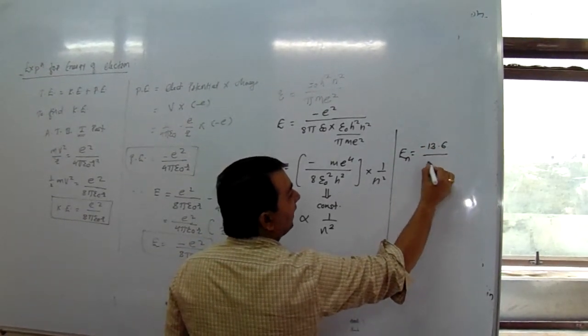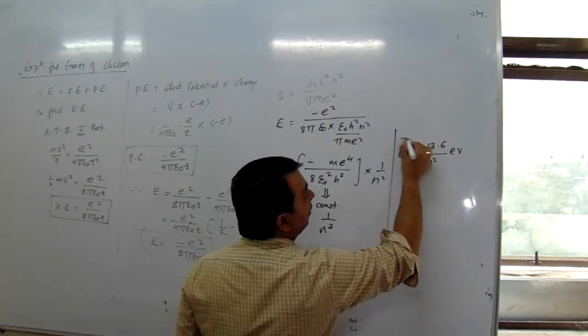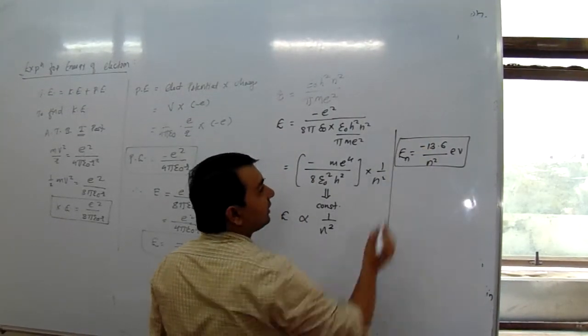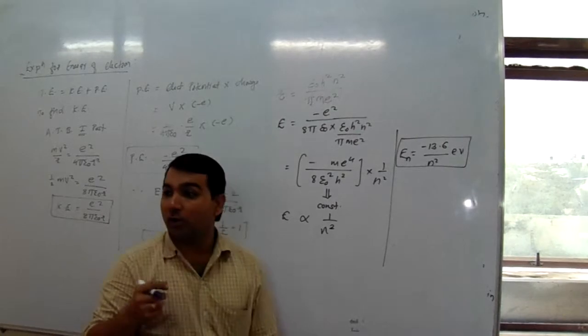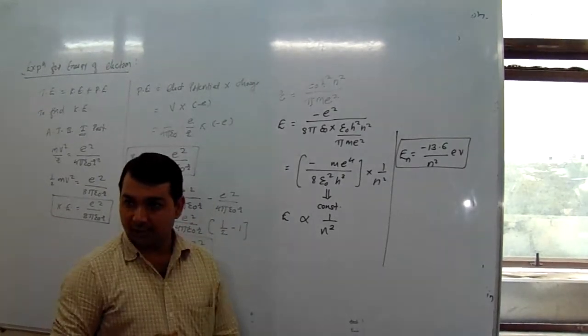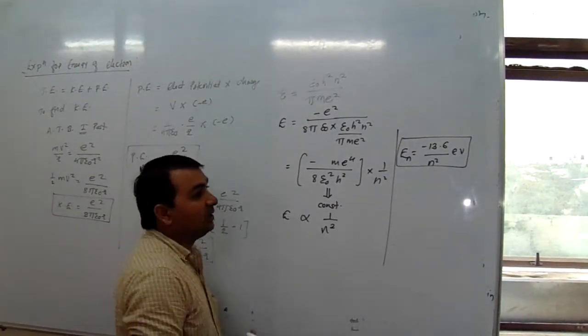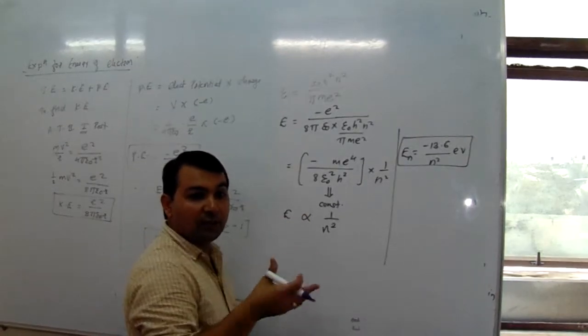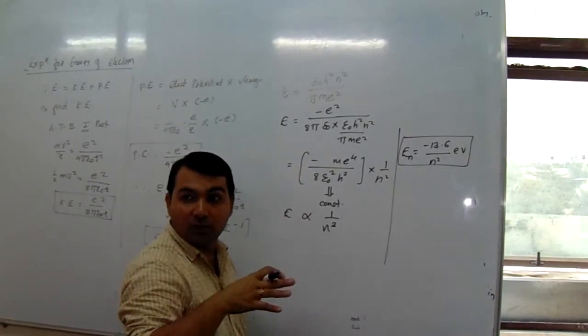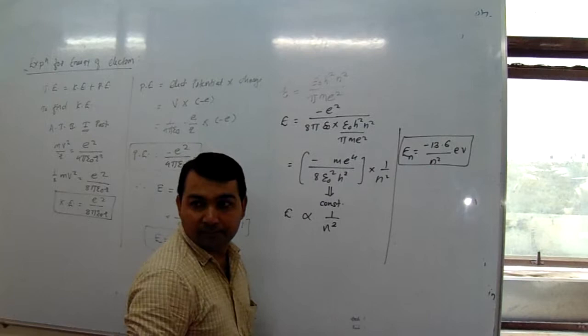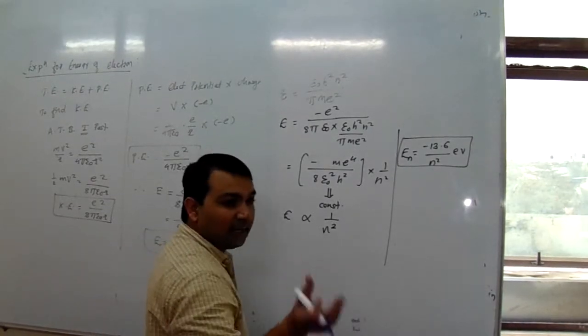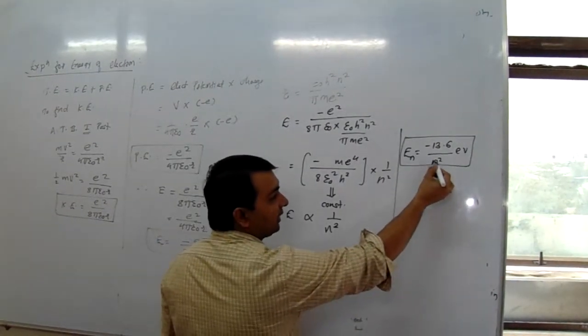13.6 upon n², and this energy is in terms of electron volt. The negative sign shows that the electron is bound with the nucleus. This much positive energy we need to provide to the electron to ionize the electron, or we can say the atom. Now this is the energy in the nth orbit.